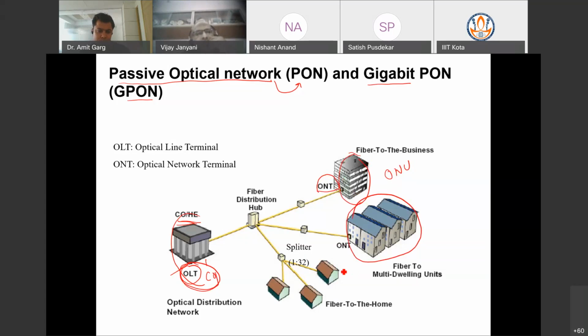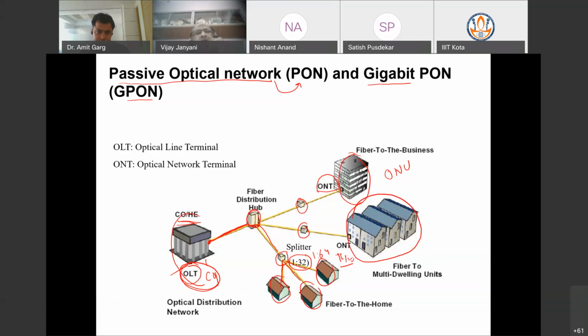So now you see that there is a single fiber which is carrying a huge amount of data from here to here. And this is the distribution hub, fiber distribution hub. And then there are splitters here. This is a splitter, this is a splitter, this is a splitter. What the splitter does is, whatever signal is carried up to here, it splits the signal into maybe 1:32 or 1:64 or 128 and so on. So that signal is divided and each household receives some part of that data. This is the basic configuration of a passive optical network.